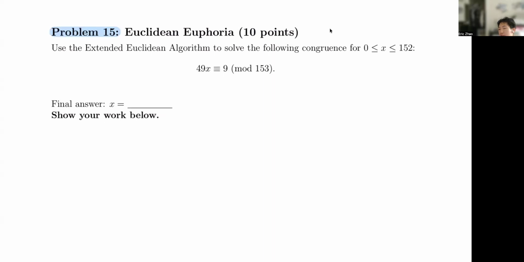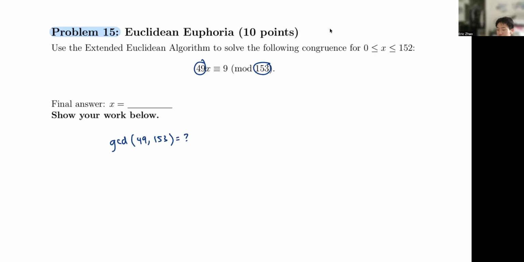How do we know that? We want to see if 49 and 153 are relatively prime, aka we want to see their GCD, and we want to see their GCD is equal to 1. We want to see if this is the case. If it is, they are relatively prime. If not, they are not. So let's try to solve this.